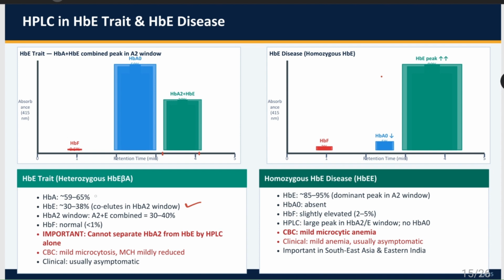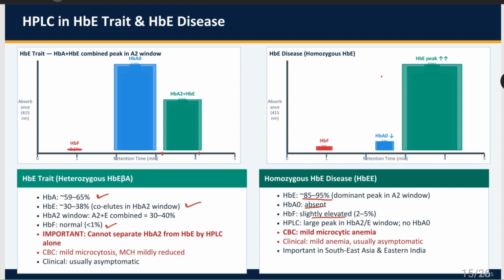HbA, that is adult hemoglobin, is around 59 to 65% and fetal hemoglobin is less than 1%. In case of HbE disease, the HbE level is 85 to 95%. Adult hemoglobin is very much reduced or absent and HbF level is slightly elevated.